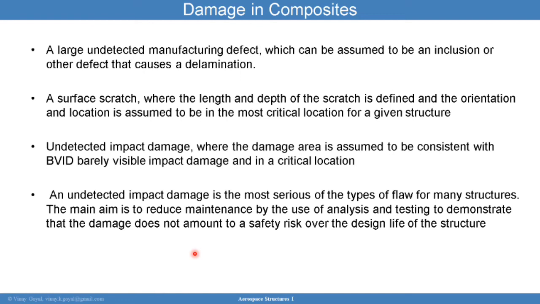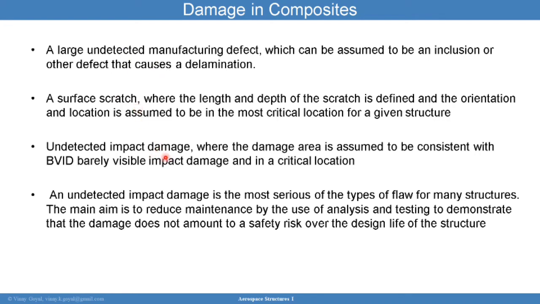So, damaging composite materials: a large undetected manufacturing defect could occur, and it could be a problem. We could also see surface scratches from impact damage, where the length and depth of the scratch is defined, and the orientation and location are assumed to be most critical. So these things can happen and should be looked at.